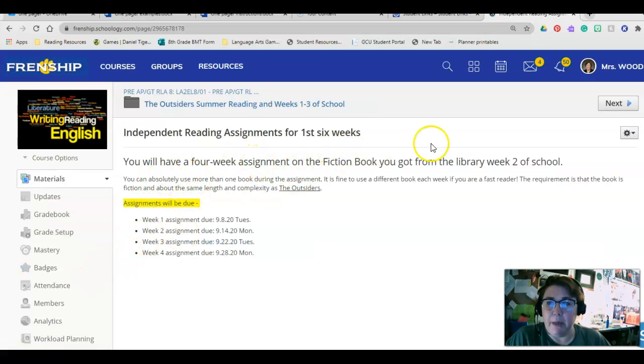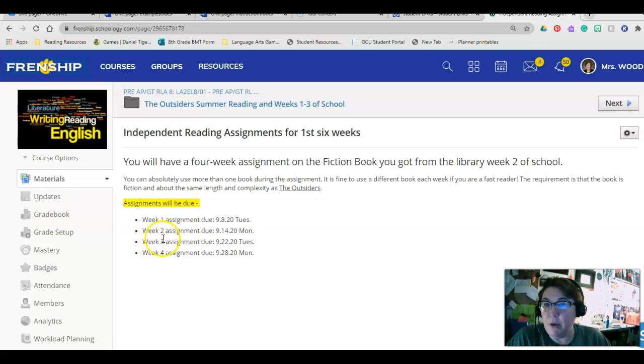So you'll have 4 weeks, and these are the 4 due dates. The due dates are the first week of school. So basically, this is week 1, but your assignment is due next Tuesday because we don't have school on Monday. I give you until Tuesday so that you have the weekend. I know you've been reading, but that way you have the weekend if you are starting to get behind and you need to catch up. Week 2 is the same way. Week 2 will be next week, but then it'll be due the Monday after. So you have that time.